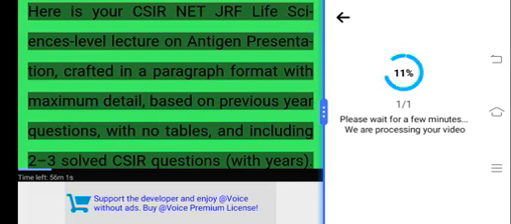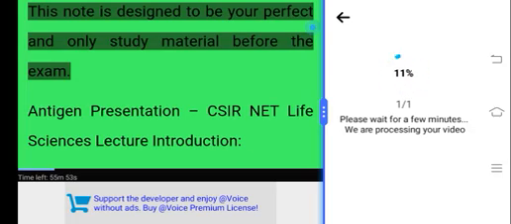Here is your CSIR-NET JRF Life Sciences level lecture on antigen presentation, crafted in a paragraph format with maximum detail, based on previous year questions, with no tables, and including 2 to 3 solved CSIR questions with years. This note is designed to be your perfect and only study material before the exam.